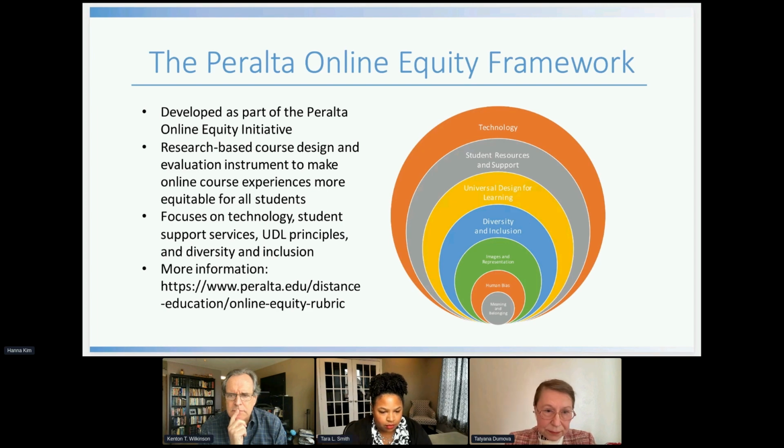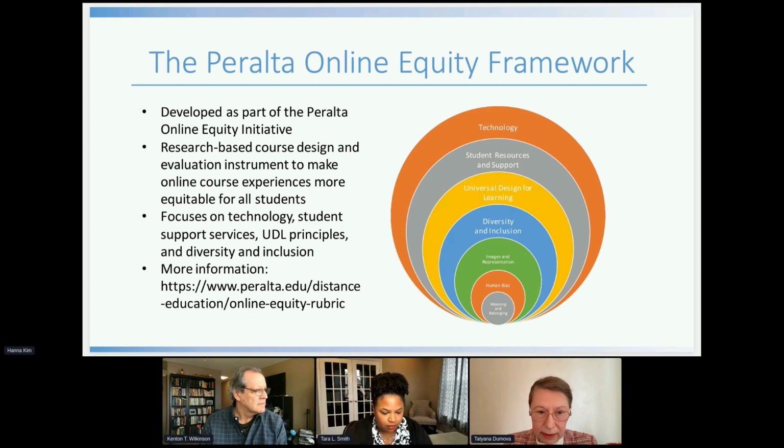It is an evaluation instrument, and it focuses on several broad categories: technology, student resources and support services, and UDL principles that we are probably very well familiar with. More information about it can be found on this site. I will paste it into the chat so you can also access it.